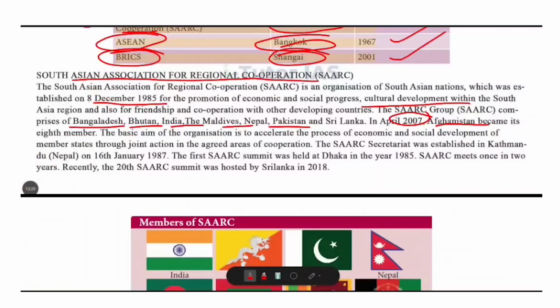And about its summit, the first summit was held at Dhaka, that is in Bangladesh in 1985. And SAARC meets once every 2 years. And the 20th SAARC summit was held in Sri Lanka in 2018.